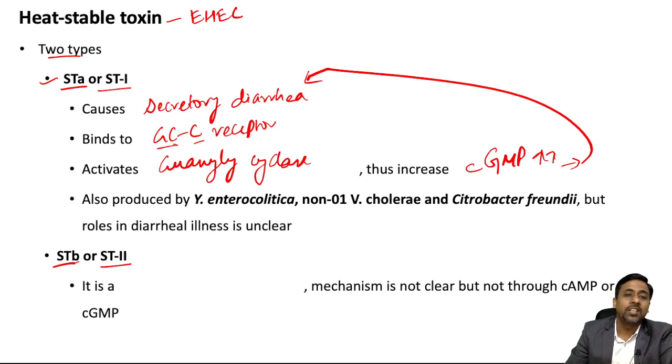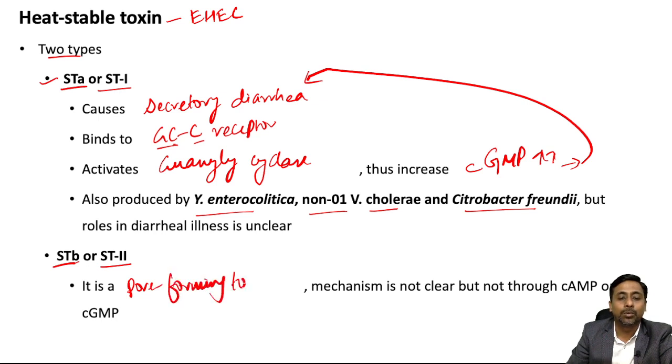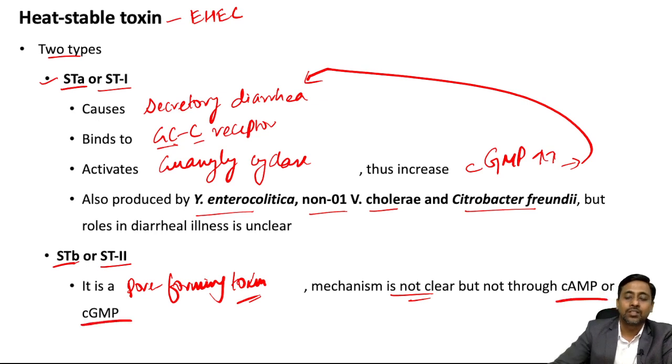This STa or ST1 is also produced by Yersinia enterocolitica, non-O1 Vibrio cholerae and Citrobacter freundii, but again their role in diarrheal illness is unclear. This STb or ST2 is a pore forming toxin, so it will form pores in the cell membrane. Okay, but the mechanism of how it is actually leading to cell death is not clear, but it is obviously not through cyclic AMP or cyclic GMP. Okay, so these are the heat stable toxins produced by EHEC.